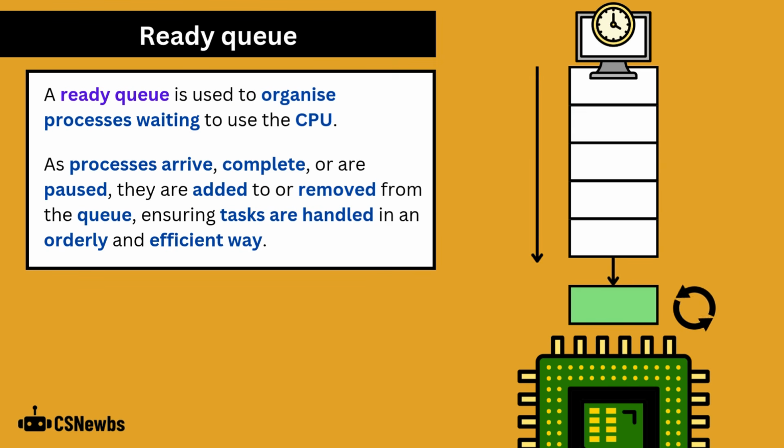A ready queue is used to organize processes waiting to use the CPU. As processes arrive, complete, or are paused, they are added to or removed from the queue, ensuring tasks are handled in an orderly and efficient way.